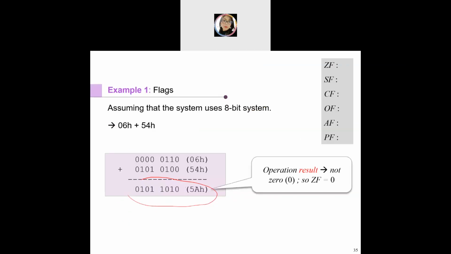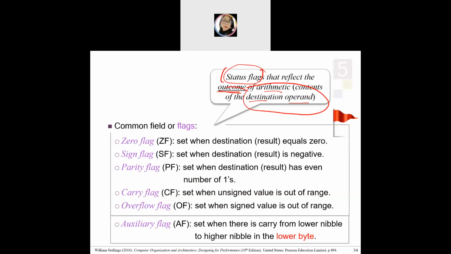So now you can see here the operation result. So this is the result. It is not 0. That's why you're going to see ZF equal to 0. If you have 0, then you're going to have 1. So please make sure you remember whether your result is 0 or not. If it is 0, then it will be 1. If not, you're going to have 0 for ZF.